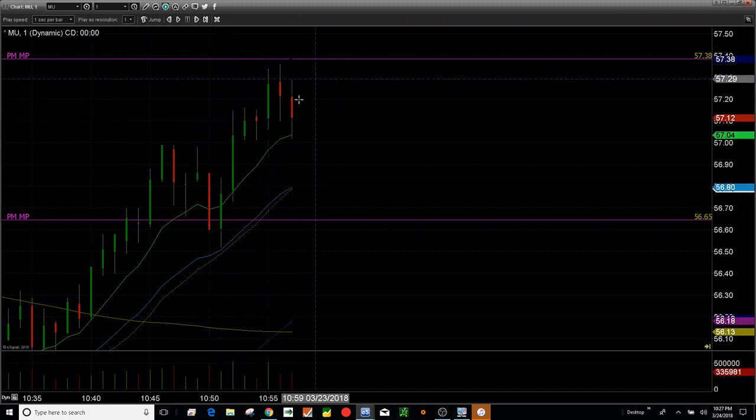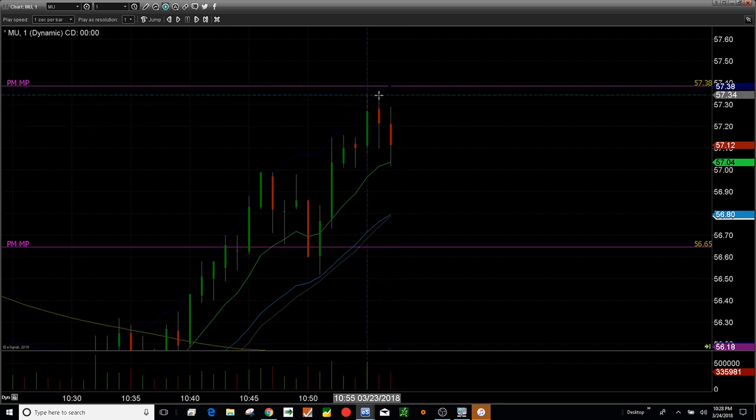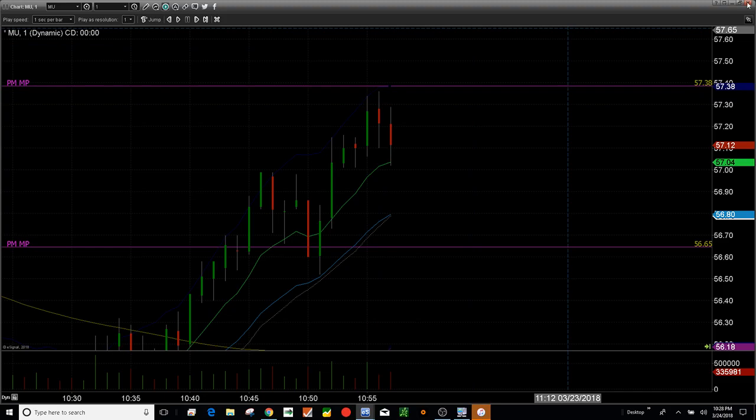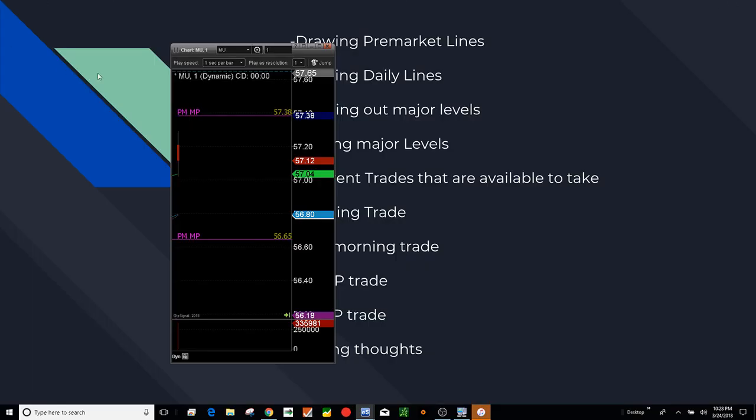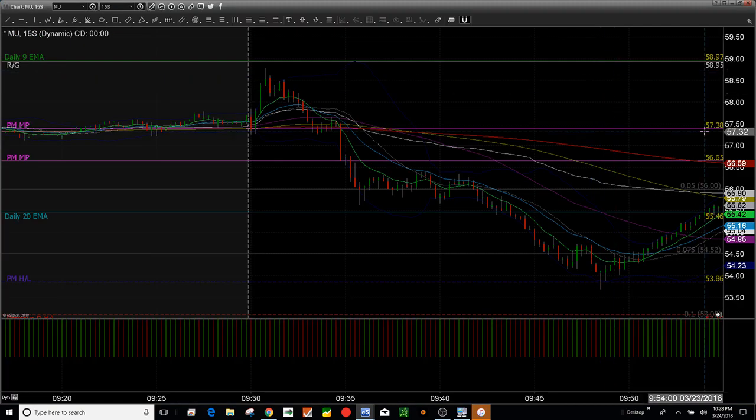But here, we start getting some price action against this 57.38, which is, I think, a good signal to get short. You don't really see it much here on this 1 minute chart. So if you go back to a 15-second chart, if I can find that level.